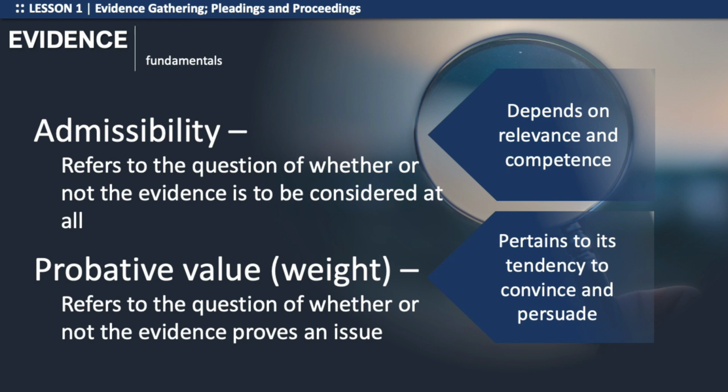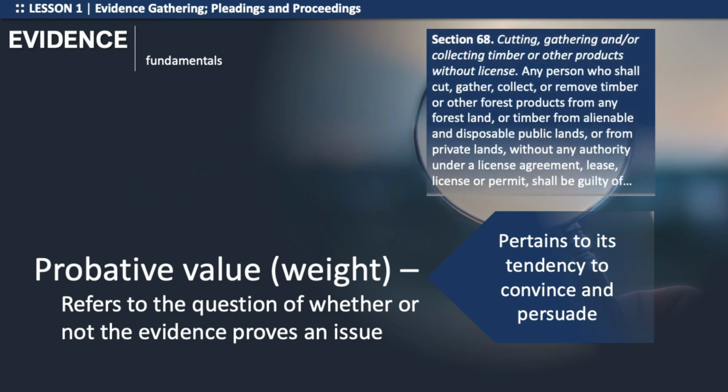Section 68 of the forestry code, okay? So section 68 refers to cutting, gathering, and or collecting timber or other products without license. Specifically, any person who shall cut, gather, collect, or remove timber or other forest products from any forest land or timber from alienable and disposable public lands or from private lands without any authority under a license agreement, lease, etc., etc. Okay, so that's the offense.